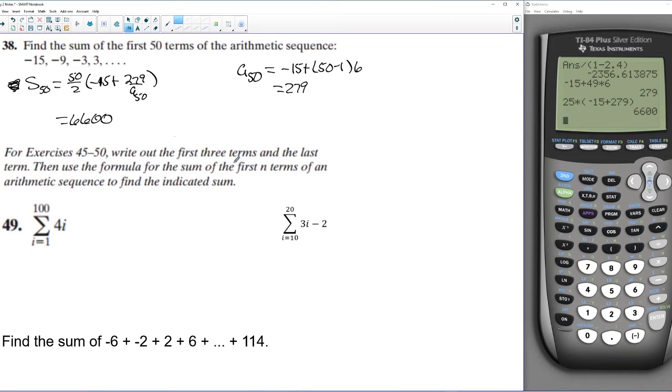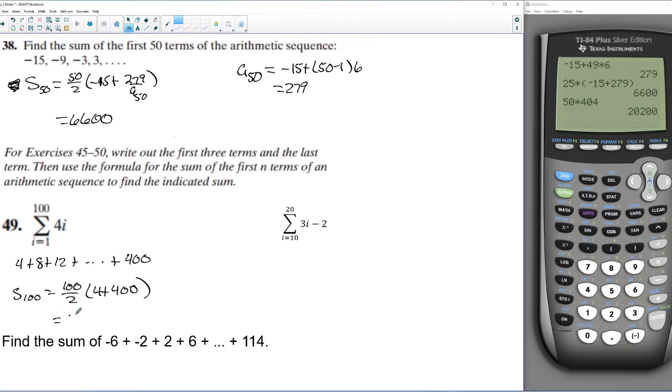For exercises 45 to 50, write out the first 3 terms and the last term. Then use the formula for the sum of the first n terms of an arithmetic sequence to find the indicated sum. So write out the first 3 terms. Well, 1 times 4 is 4. 2 times 4 is 8. 3 times 4 is 12. Let's write the last term. 100 times 4 is 400. So S sub 100 is equal to 100 over 2 times 4 plus 400. We have 50 times 404.